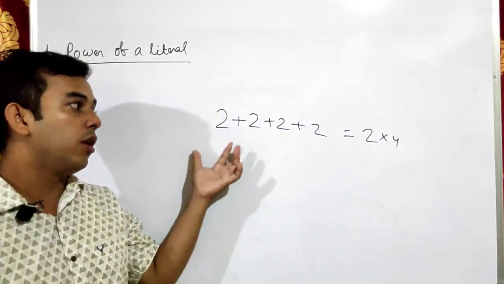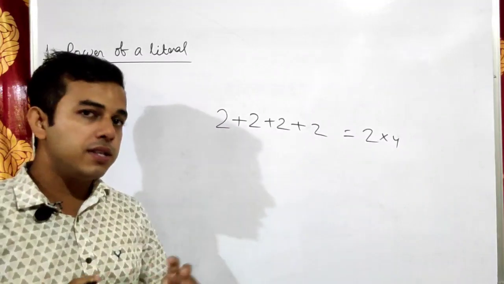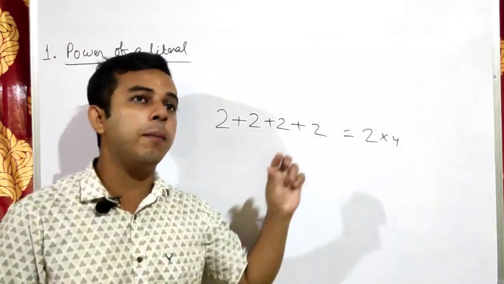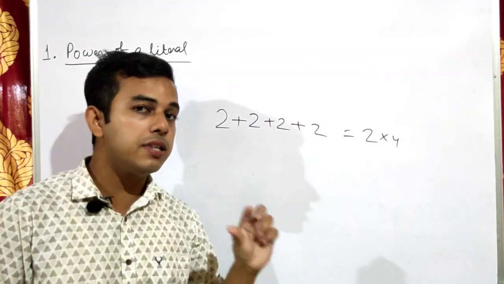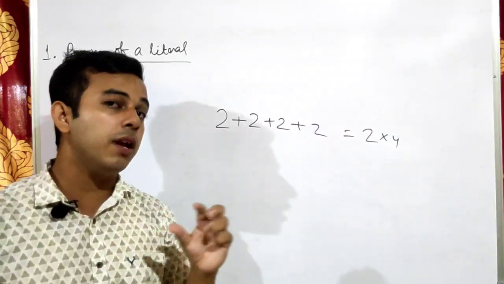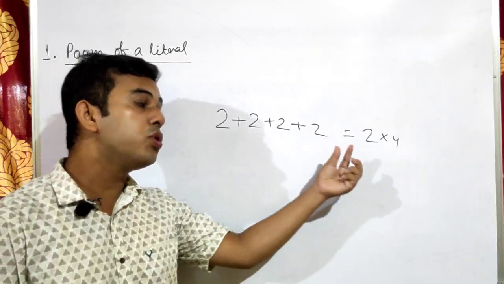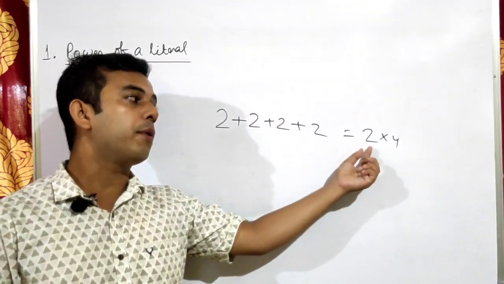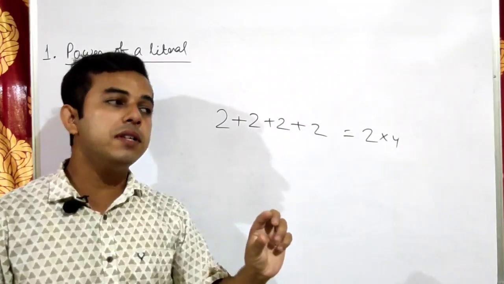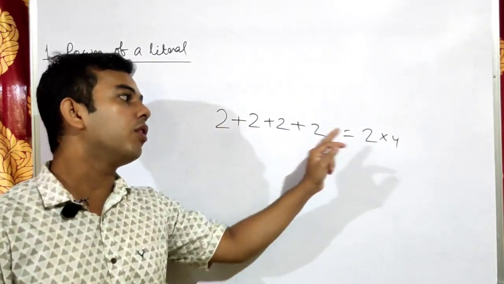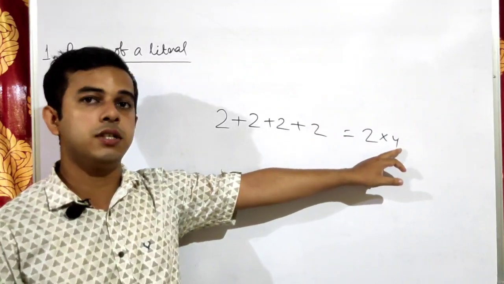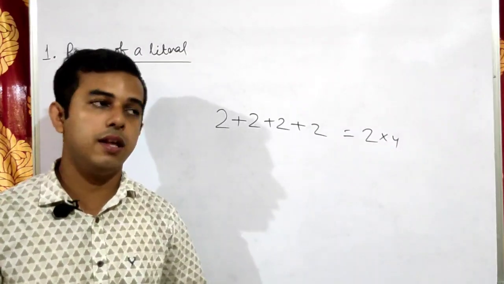Okay, so when a number is added repeatedly, it can be written as the product of the number and the number of times it is added. Which is the number here? Here the number is 2 itself, isn't it? And how many times it is added? 1, 2, 3, 4. So it is the product of the number and the number of times it is added. So 2 into 4. Clear? Okay.